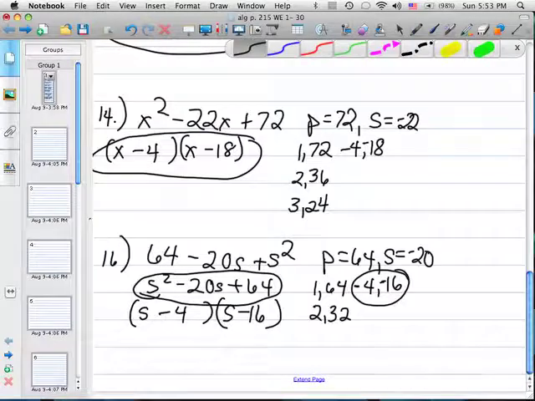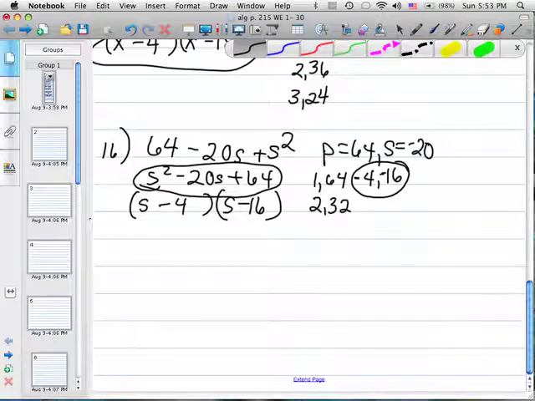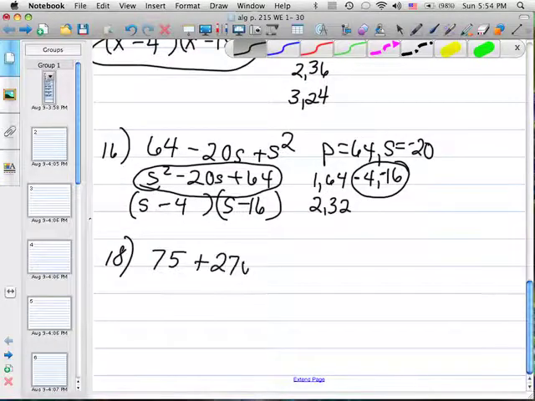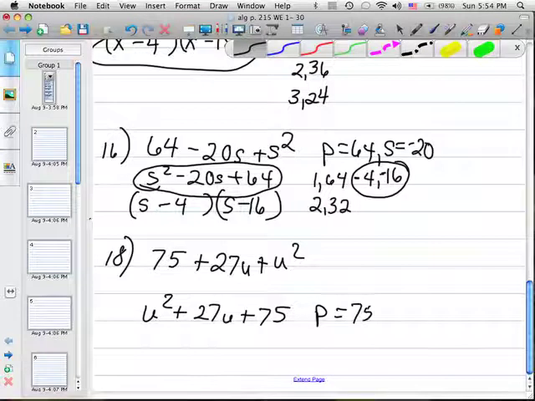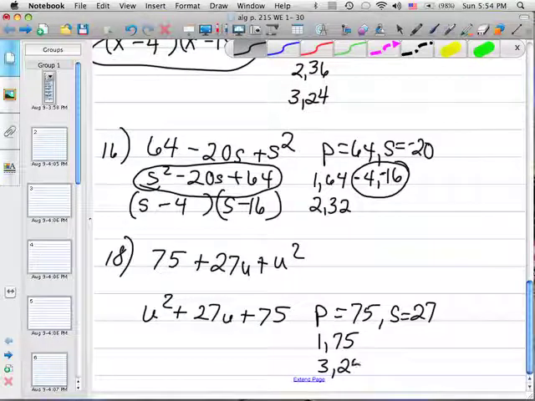Okay, number 18. So again, this is in increasing order. I'm going to turn it around. So it's u squared plus 27u plus 75, so it's in decreasing order. Product is 75, sum is 27. And the factors of 75 are 1 and 75, 3 and 25, that doesn't work, and 5 and 15. And after that, there are no other pairs, so this is prime.